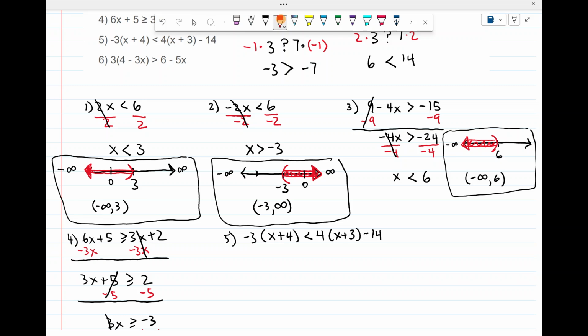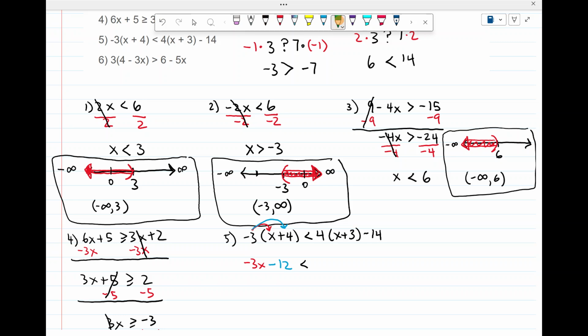Since we have parentheses, we need to do the distributive property to get rid of those parentheses first. So here's negative 3. I'm going to distribute that negative 3. Negative 3 times x is minus 3x. Negative 3 times positive 4 is negative 12. I'm going to bring down my less than sign.